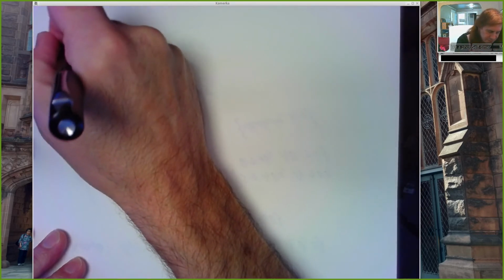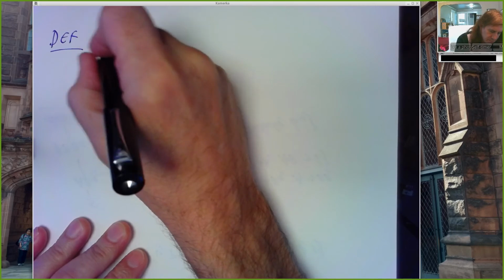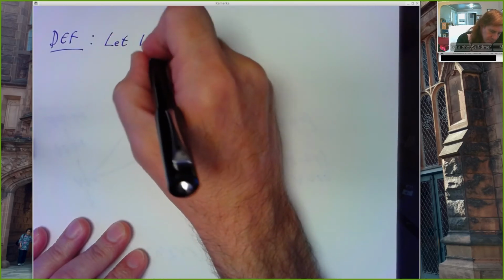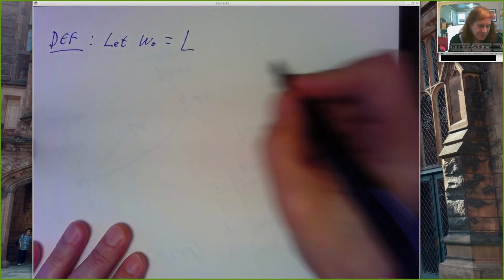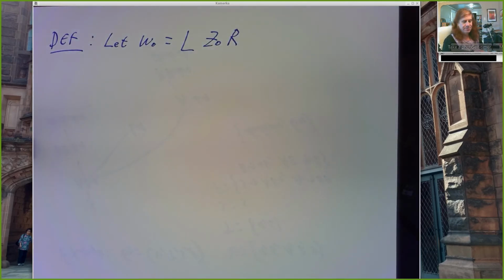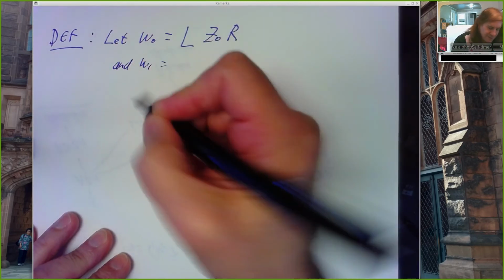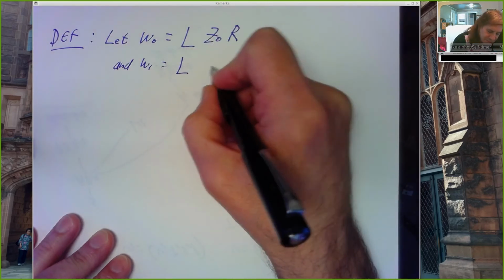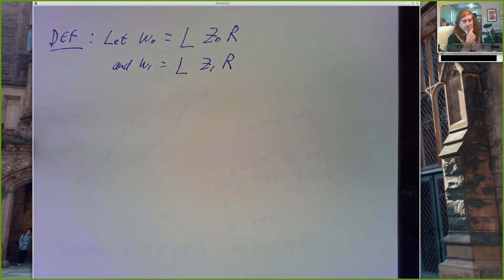So definition. Suppose we have some string W0, which is some string L, followed by some middle string Z0, followed by some string on the right called R. And suppose W1 is a different string, potentially, with the same string L, followed by a different middle part Z1, followed by the same string R. So W0, W1 are two strings that begin and end with the same stuff, but something in the middle is different.